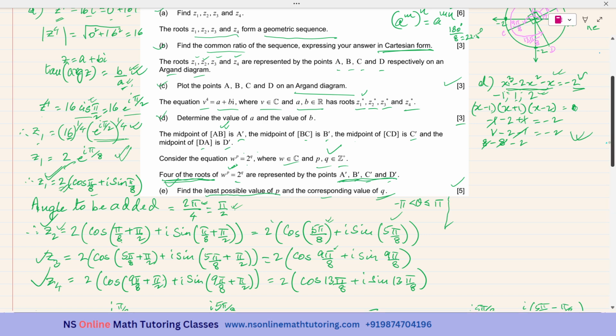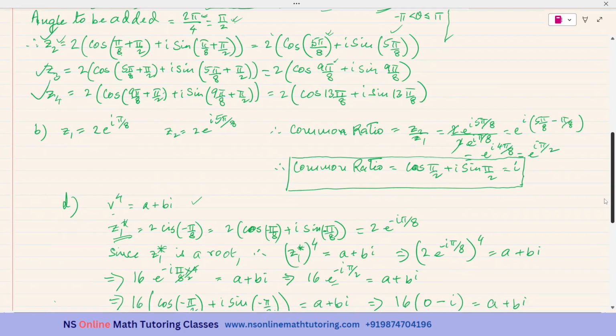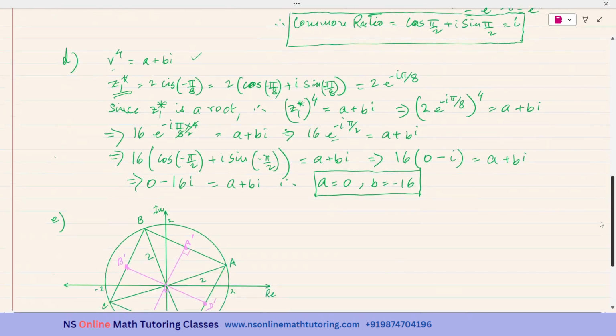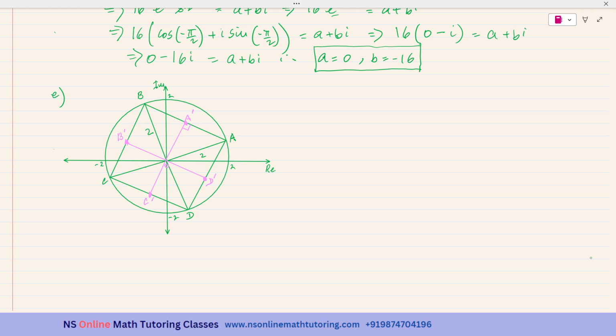And these are the four roots. So I can take any of them and substitute in this equation. So first of all, let me get the complex number which A prime is representing. You can take B prime, C prime or D prime, any of them. So what is A prime? You see, this is O, the origin. The triangle OAB is an isosceles triangle because this is 2 units, this is the radius of the circle, and this is also the radius of the same circle. So the OAB triangle is an isosceles triangle.